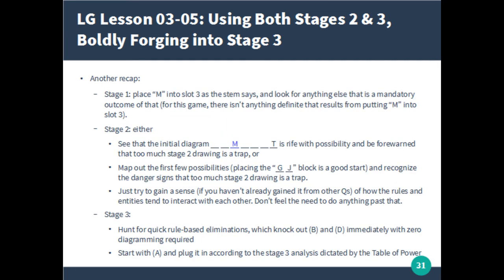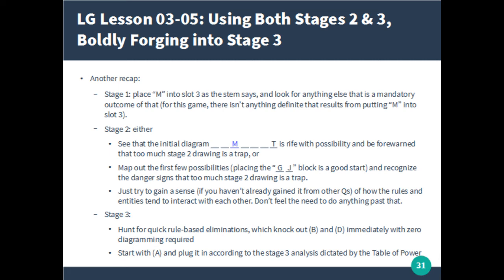So again, just to make sure that everyone's still on the same page, I'll recap our work for question 16 in the context of all 3 stages. So the question stem 16 tells us that if M is in slot 3, which of the following can be a possible configuration of slots 4 and 5?